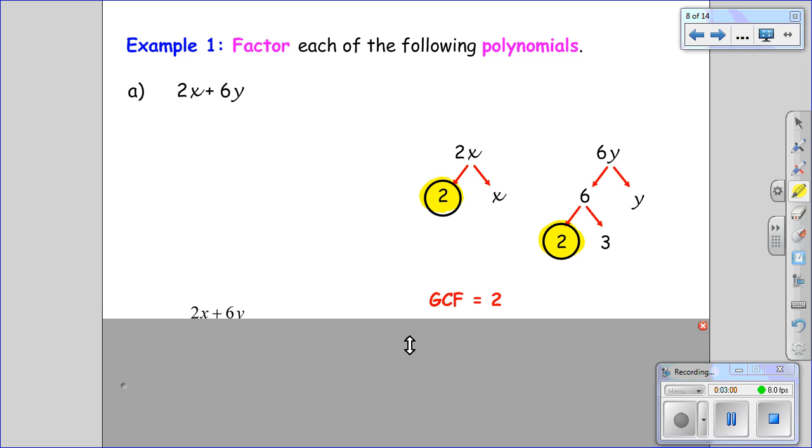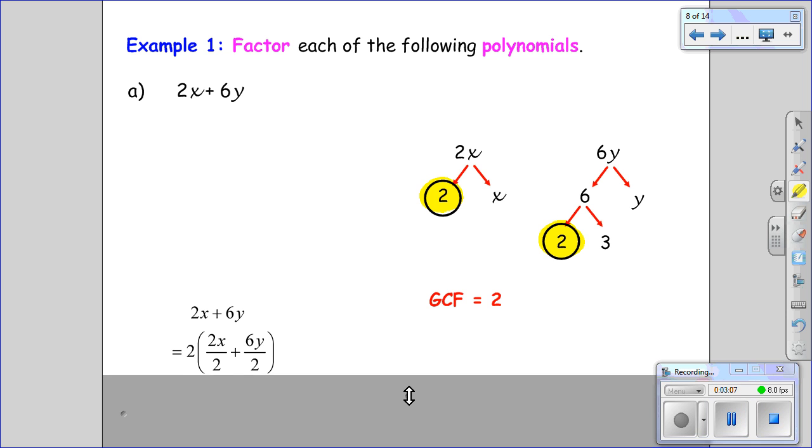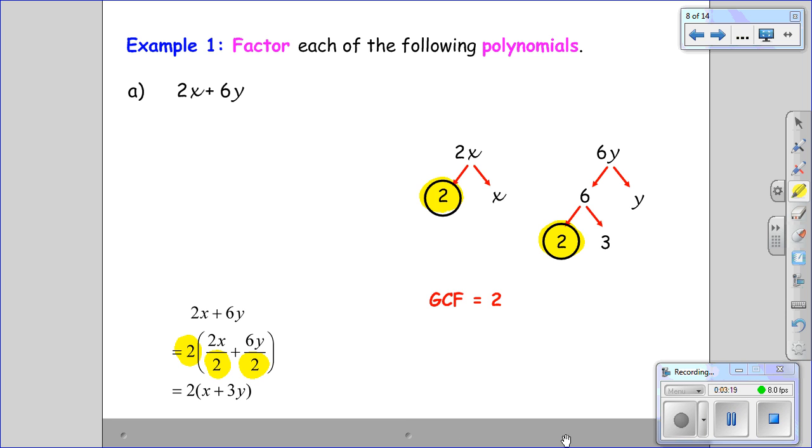So the only thing to do is divide each term through by 2. So I put the greatest common factor out in front, and I'm going to take the 2x and divide it by 2, and I'm going to take the 6y and divide it by 2. And then I've factored.